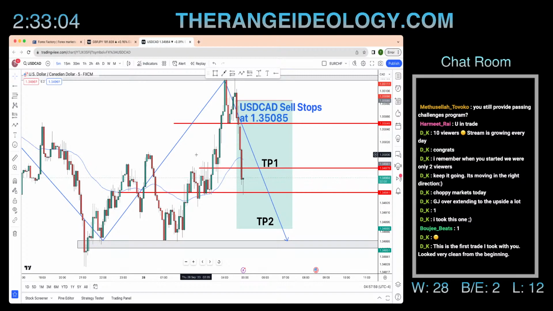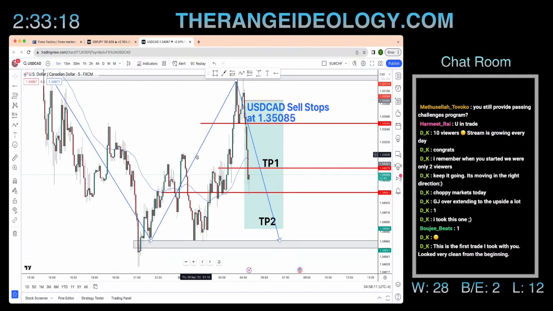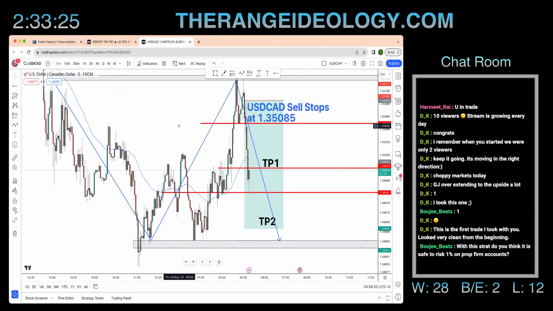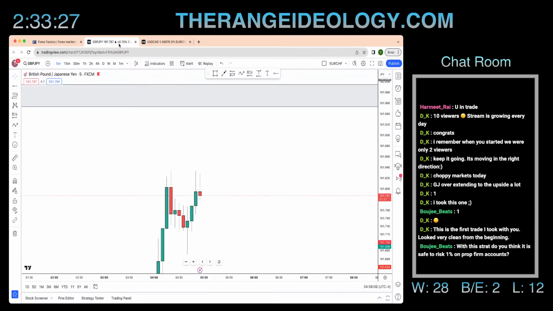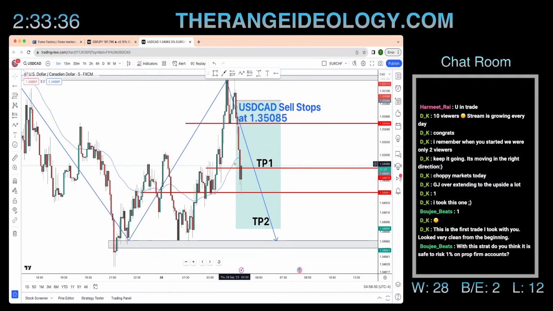This is the first trade I took with you. Looked very clean from the beginning. Excellent. So you're a smart one. You avoided the GJ setup, and now you took the USD CAD. And see, that's the benefit of a viewer, right? They can take a look from that angle. You can see now if GJ wasn't clean for you and you didn't take it, all the best to you, right? And now look, the fact that you took the USD and it looked clean in your eyes, the way you perceive the markets as well.